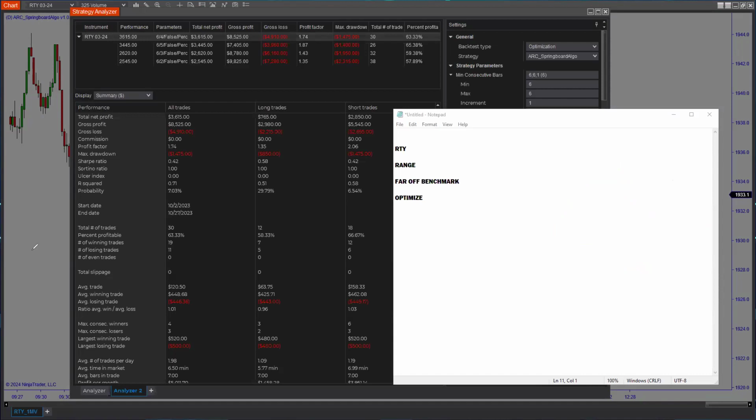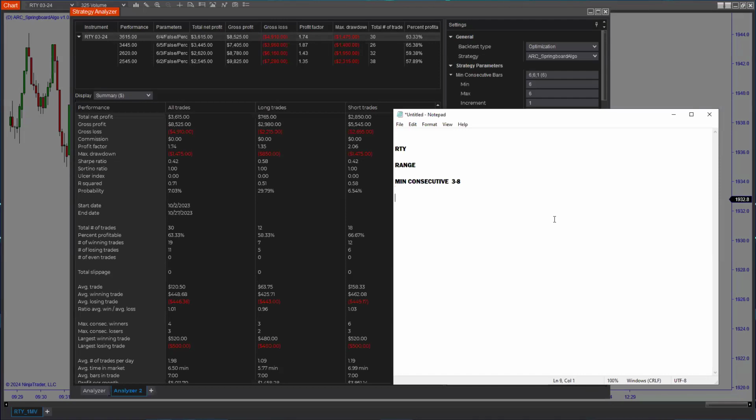So have a setting as your benchmark and then have ranges that you can use to where you're never straying too far from your original benchmark. So we've got some ranges that we've built for RTY, right? So we've got minimum consecutive bars. For this, look, 2 is very aggressive and 10 is very extreme. So the range for me on the optimization would be 3 to 8. That would be what I'd be looking at.